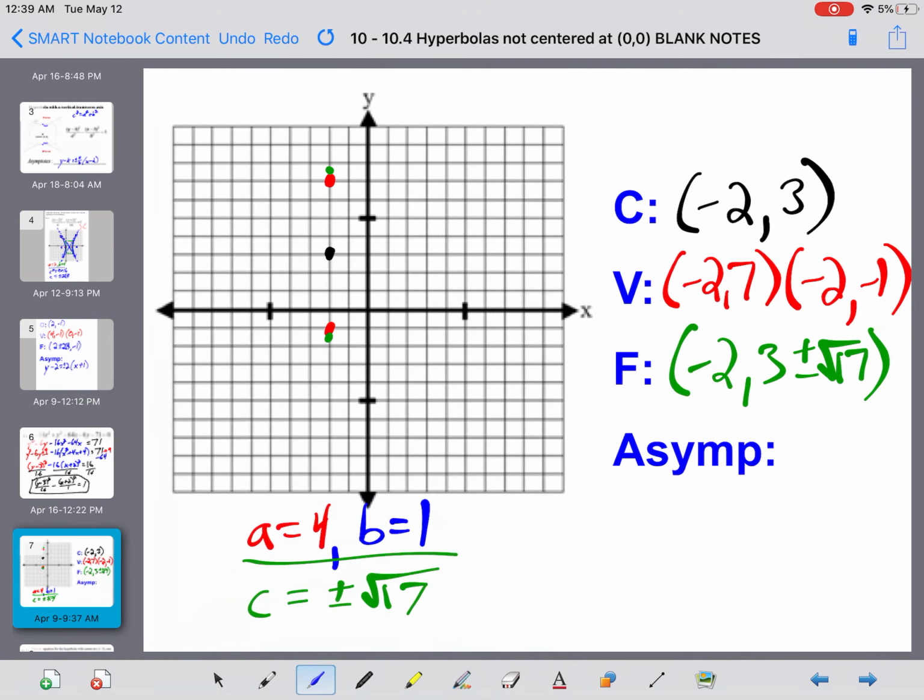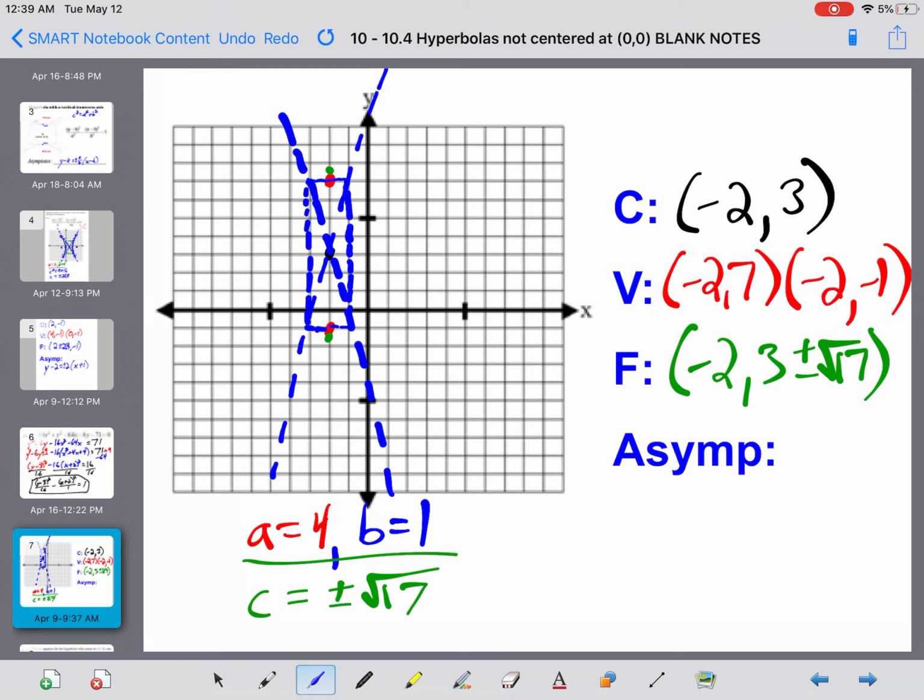exact foci. All right. The asymptotes: taking the b value and going left and right 1 from the center, I'm making my rectangle. Right? So let's graph this first, and then we'll go back and find the equation. Now these asymptotes are really steep, right? They go up and down pretty quickly. There's one. The other asymptote's going to be through the corner, through the center, something like that.